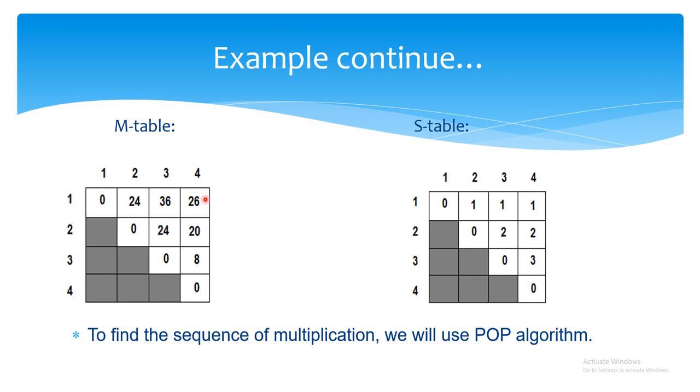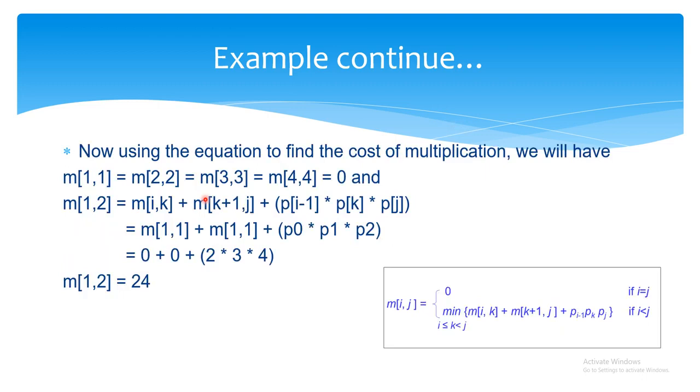After that, you have to apply one algorithm called POP, print optimal parenthesis, to find out the optimal way in which we should multiply our matrices to get the optimum number of scalar multiplications. So let us calculate these values. As we have already seen, M11 equals M22 equals M33 equals M44, and it is always going to be equal to 0.